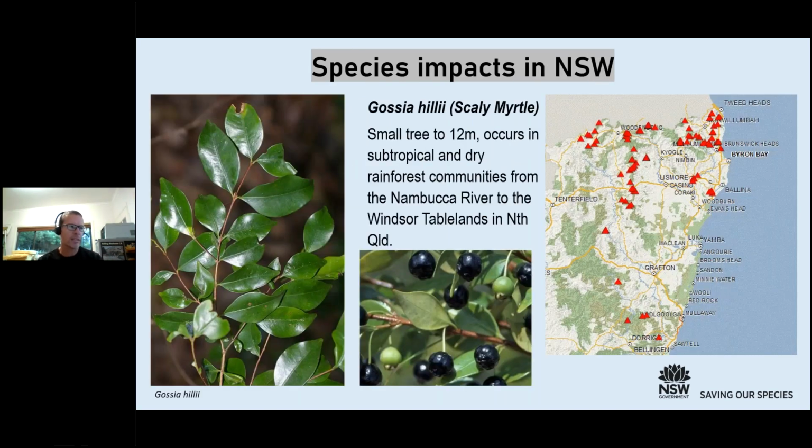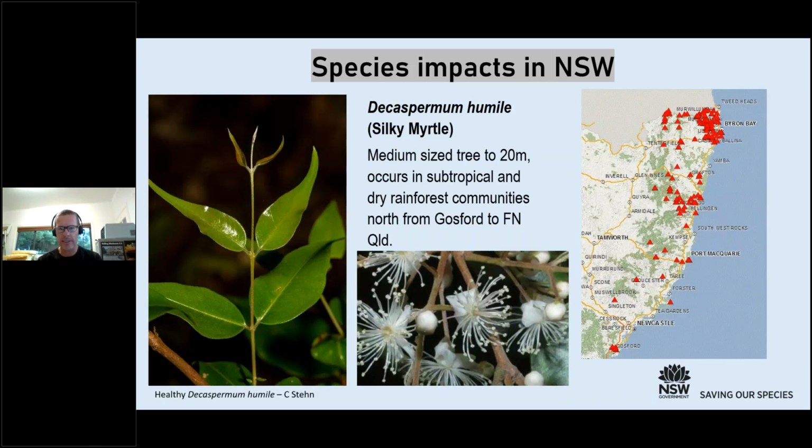One of the ones we've been working on recently is the scaly myrtle. In New South Wales, its main distribution is north of Ballina, but it also does occur down as far as Bellingen and Dorrigo. It extends into Queensland, and it also occurs up in northeast Queensland as well. We've also got the silky myrtle, the Dexspermum humile. It again has a fairly widespread distribution in New South Wales, so north from Gosford up into Queensland as far as Maryborough, but then again up in North Queensland between Townsville and Cape York.